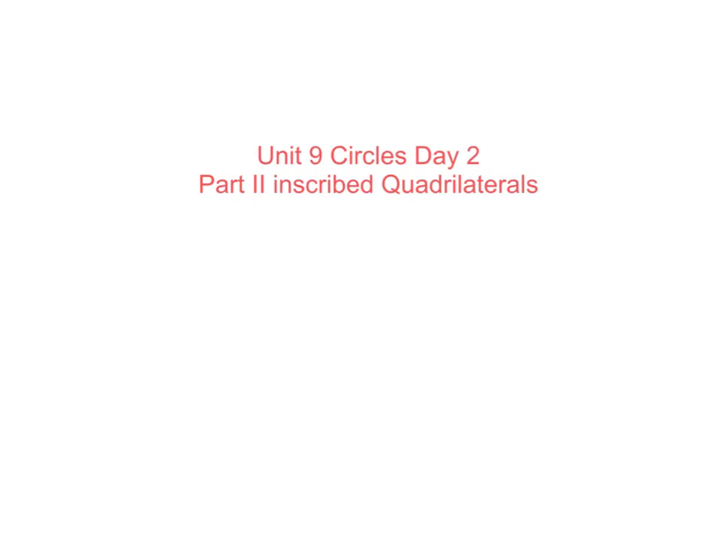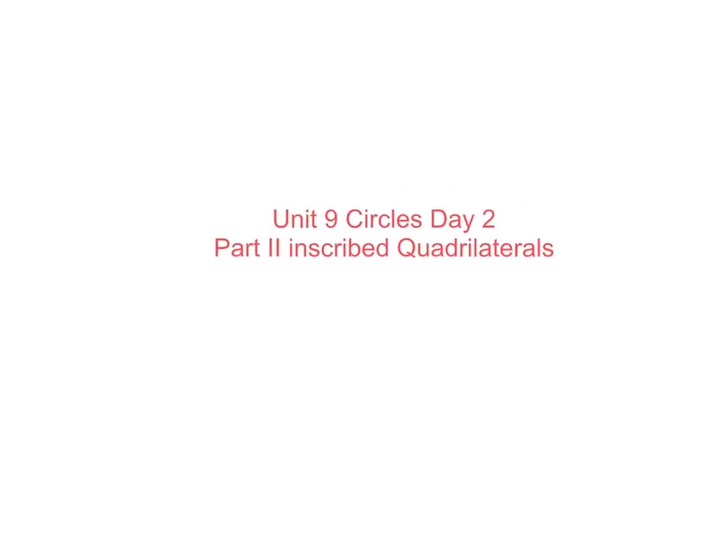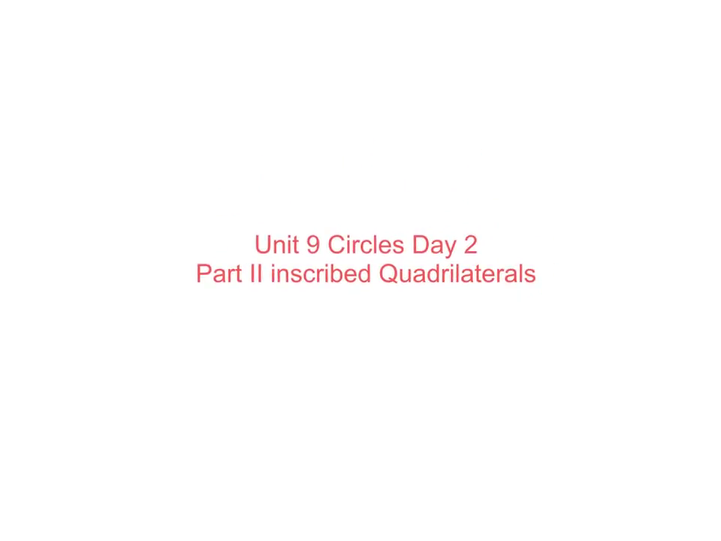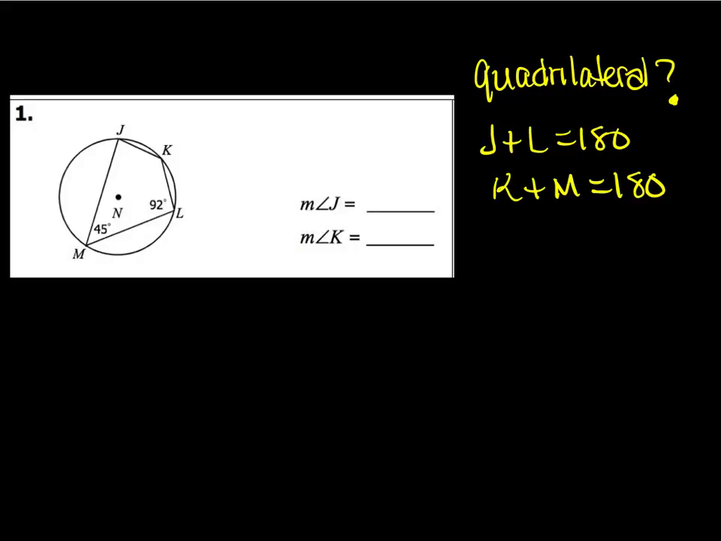Unit 9, Circles, Day 2, and this is Part 2, Inscribed Quadrilaterals. Here we see a quadrilateral, a four-sided figure, JKLM, inside of a circle, so it's inscribed. What we know is that the opposite angles are going to be supplementary. So that means J and L will be 180, and K plus M will also add up to 180. Let's see what we have.